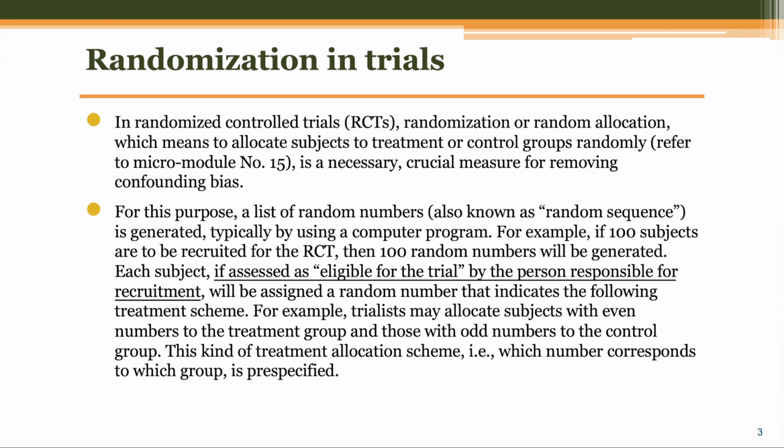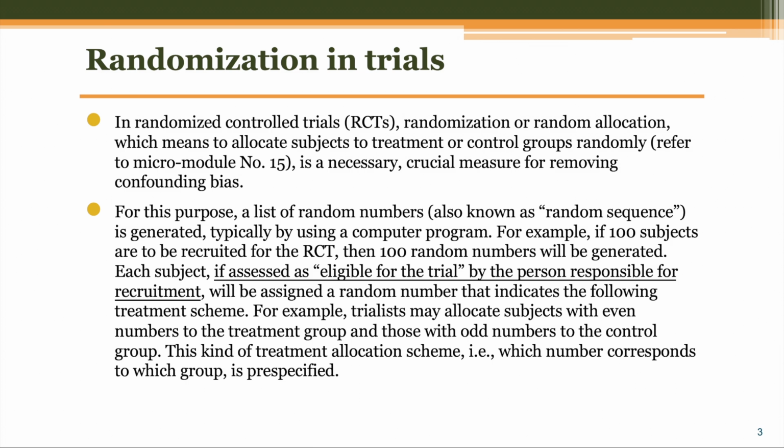You may refer to micromodule number 15 for the details of this concept. For now, just keep in mind that randomization is fundamental to randomized controlled trials. It ensures that subjects are assigned purely by chance, which is a necessary and crucial measure for removing confounding bias.